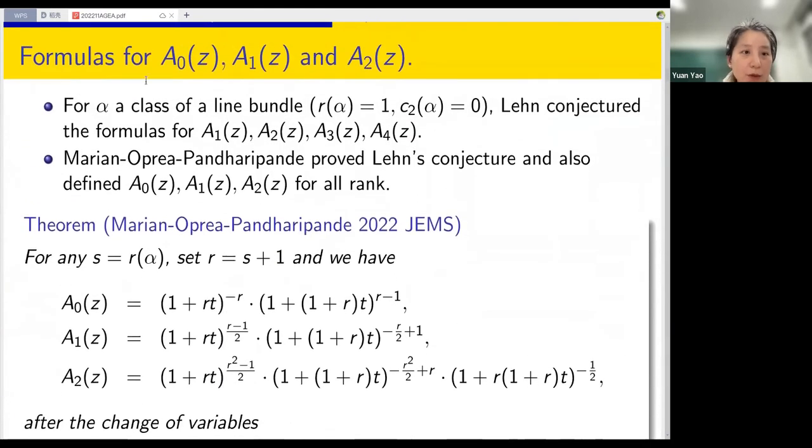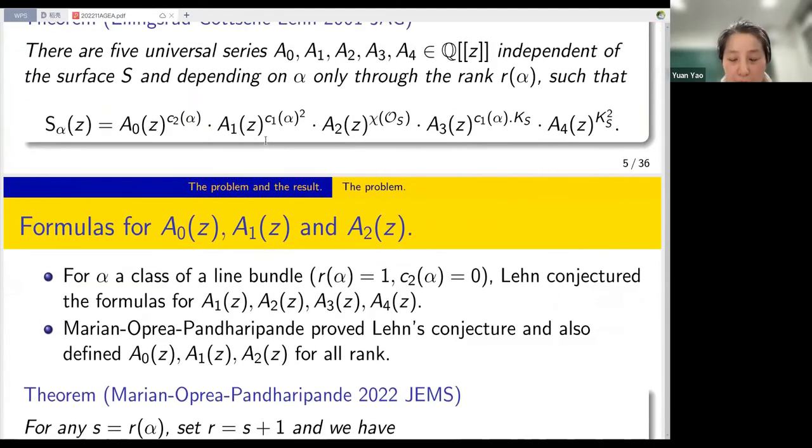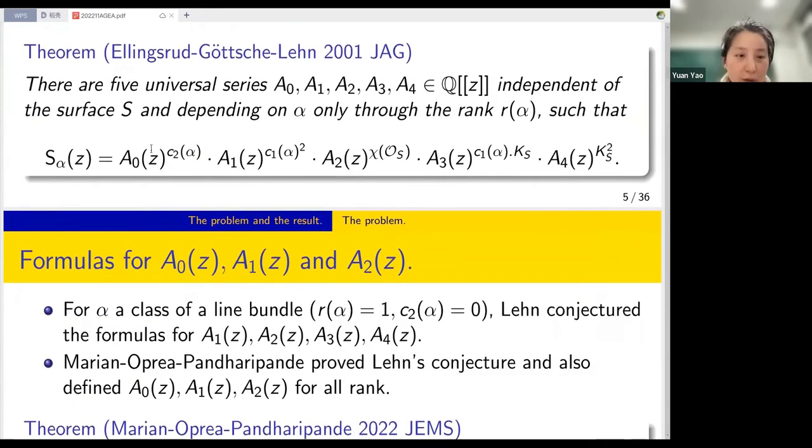And so these formulas, firstly for the class of line bundles. So you have rank 1 and there's no second Chern class. Lane conjectured the formula for this A1. Now for a class of line bundle, you don't have the second Chern class, so you don't have this A0 term. And now you have the Lane conjecture for A1, A2, A3, A4 for the rank 1 case.